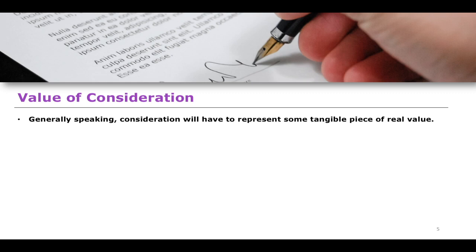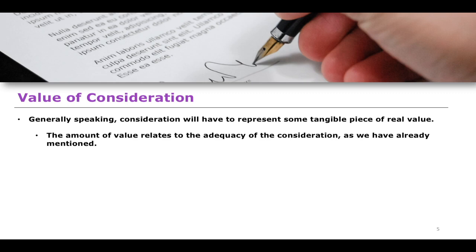Like I said, you could buy a car for £10, and even though it doesn't seem to be a fair deal, it is still real value. £10 still has value in the world. It just doesn't have enough value to be an equally fair deal given the market prices of cars today. Similarly, £1 a year in rent, again, isn't a fair deal, but it is still real value. A pound is still something of real value. It's tangible, okay? The amount of value relates to the adequacy of the consideration.